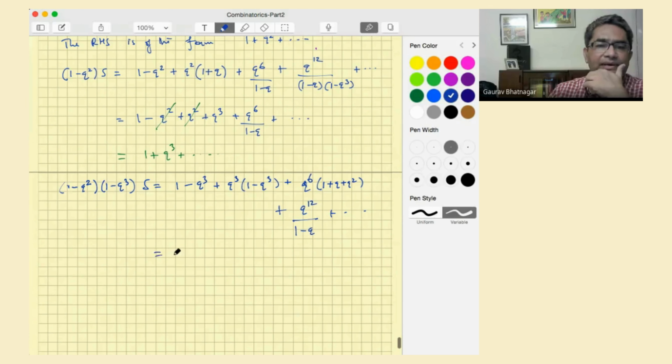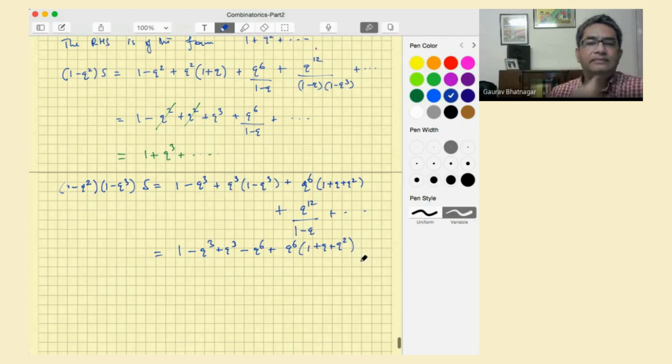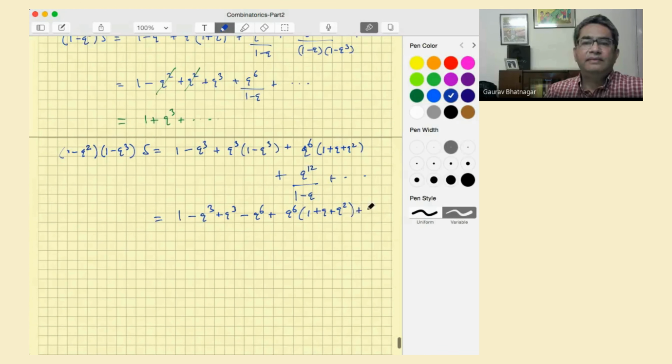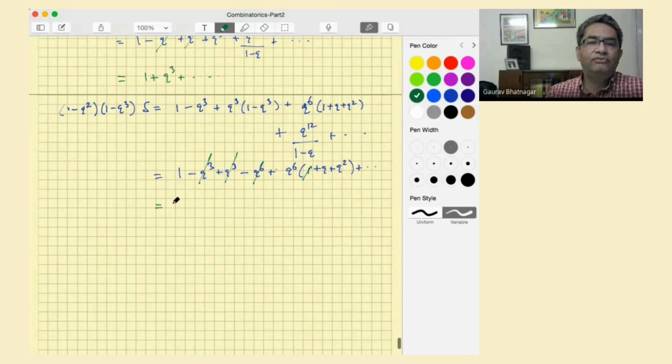And now this q squared gets cancelled, q cubed gets cancelled. q raised to 6 gets cancelled. Yeah, so this gets cancelled. This also gets cancelled. So it's of the form 1 plus q raised to 7 plus something.